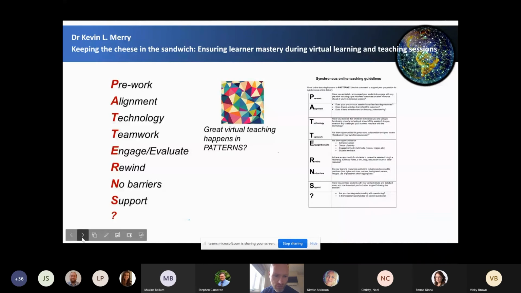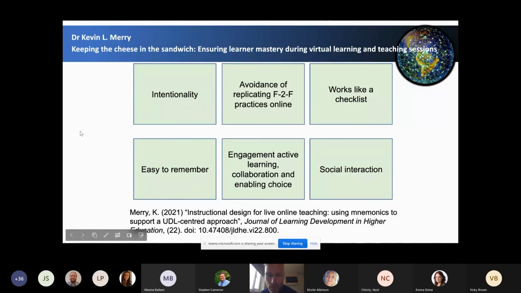So I'm just going to run through some key feedback points that we received from staff after we launched Patterns. Just a minute to go. Thank you. So in terms of feedback, staff liked Patterns.